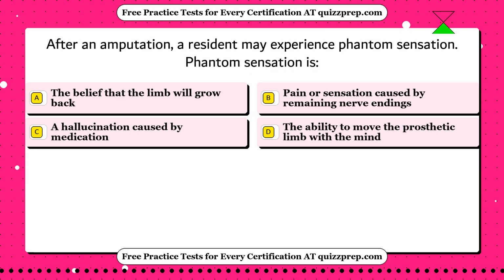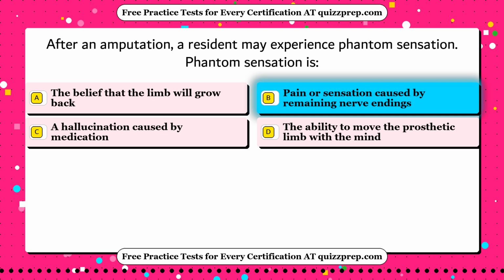Question 53. After an amputation, a resident may experience phantom sensation. Phantom sensation is: Option A, the belief that the limb will grow back. Option B, pain or sensation caused by remaining nerve endings. Option C, a hallucination caused by medication. Option D, the ability to move the prosthetic limb with the mind.